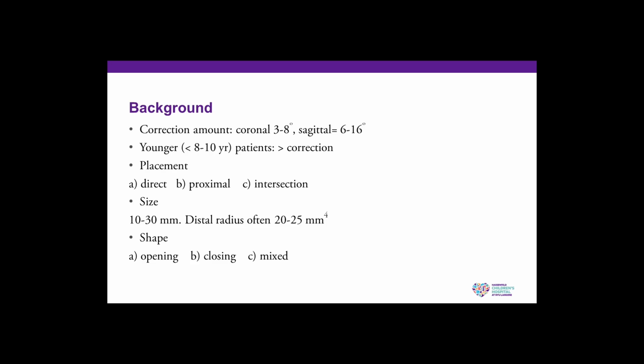Correction of 3 to 8 degrees in the coronal plane and of 6 to 16 degrees in the sagittal plane can be expected for most patients. Younger patients tend to achieve better corrections. Depending on where the wedge is placed in relation to the fracture, wedges are classified as direct, proximal, which have an increased lever for fracture reduction, and at the intersection, fracture fragments. Sizes are available between 10 and 30 millimeters. For distal radius fractures, 20 to 25 millimeter wedges are the ones most commonly used. Based on the shape and configuration, there are opening wedges, which cause tension on the concave side of the bone, and closing wedges, which compress the convex side, or a combination of both.